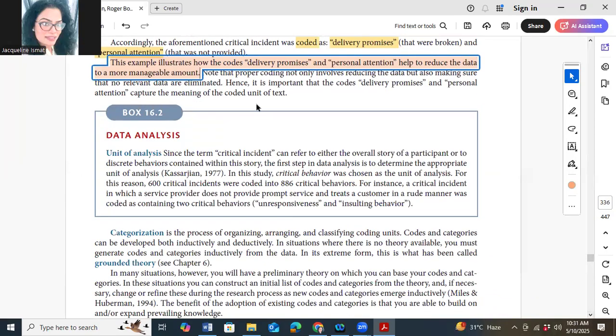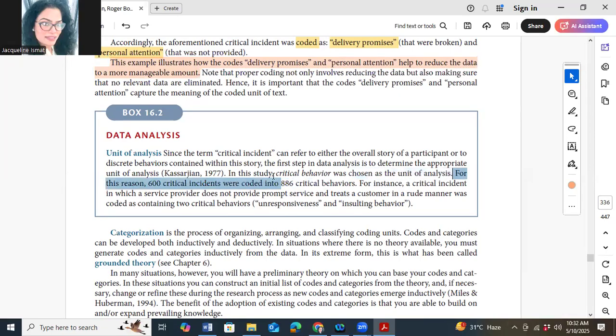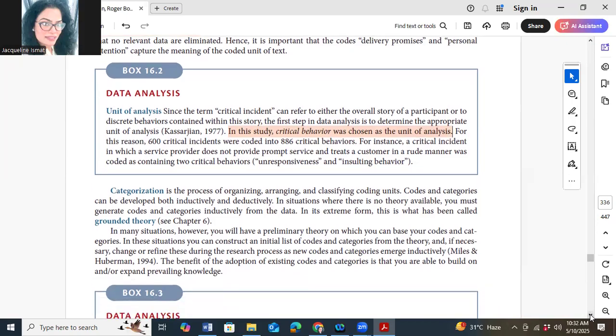यूनिट ऑफ एनालिसिस भी हम उसी केस पर डिफॉल्ट में करेंगे. वहाँ पे एक टर्म मेंशन है, दो वर्ड्स मेंशन हैं, सॉरी, क्रिटिकल इंसिडेंट, ठीक है. So critical incident can refer to either the overall story of the participant, क्रिटिकल इंसिडेंट है ना, ठीक है, and it could be the discrete behavior contained within the story, ठीक है. Now the first step in data analysis is to determine the appropriate unit of analysis. In this study, the critical behavior is chosen as the unit of analysis. इस चीज में क्या देख रहे हैं, क्रिटिकल बिहेवियर देख रहे हैं, customer का staff customers that understood in the first place. So for this reason, 600 critical incidents were coded into 866 relevant behaviors.